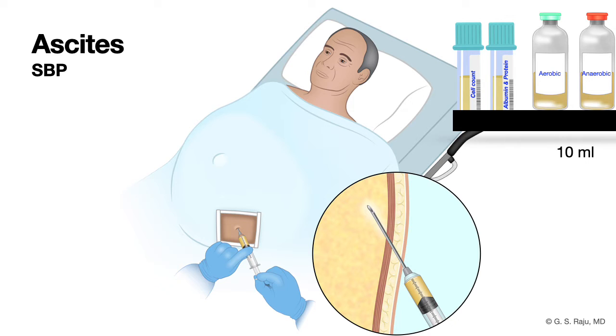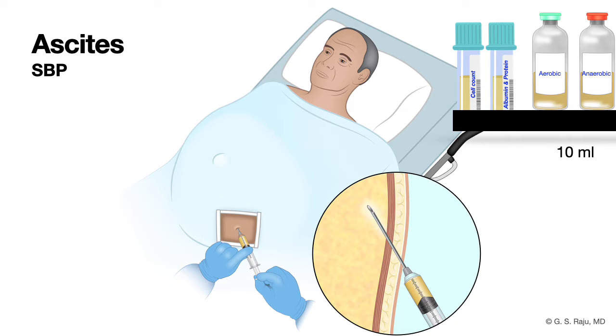And you will get basically two types of results. You'll get an idea about the cell count to see if there is increase in the polymorphonuclear cells in the ascitic fluid. And you will also know whether there is a bacterial infection, if the culture is positive. Is it for one organism or multiple organisms?